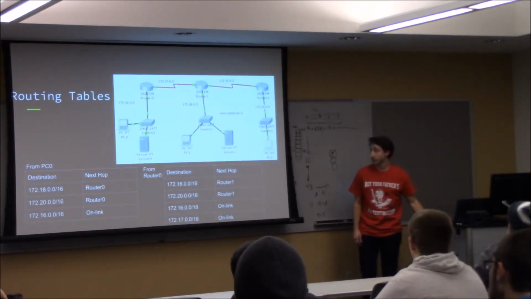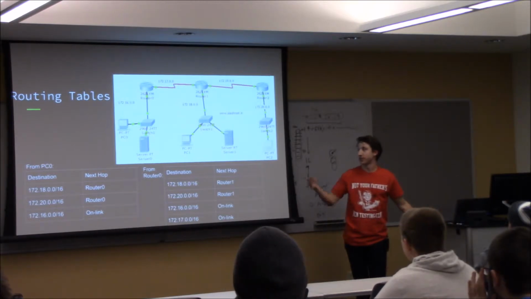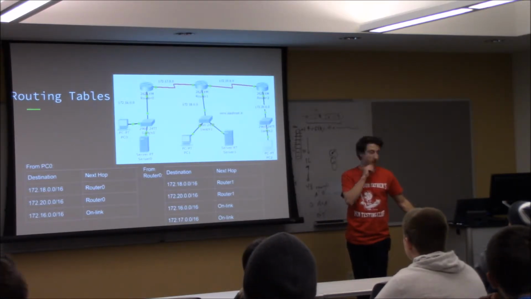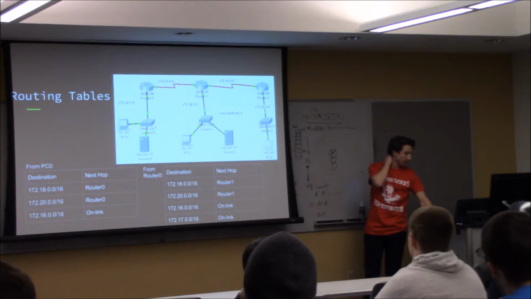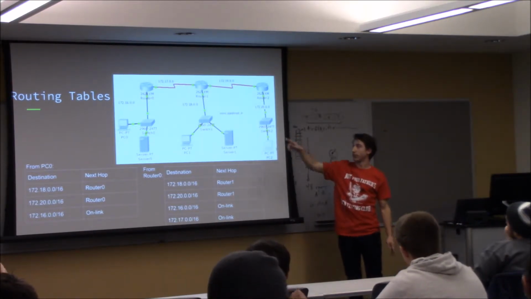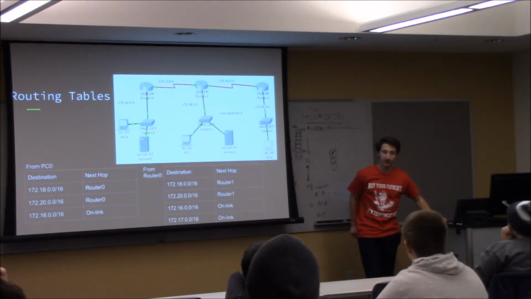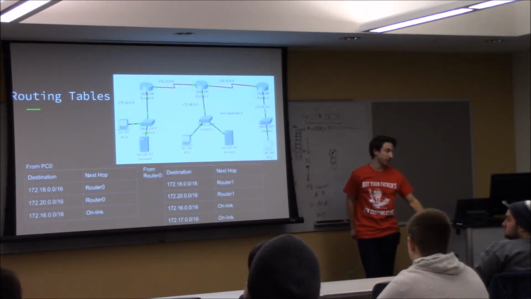Yeah, so similar to that, if we're on PC 0, which is that left one again, and we want to go to 172.18.0.0, which is in the middle branch or section, to get there, it's going to need to first send it to router 0 because it doesn't know exactly where that is. It's going to send it up.